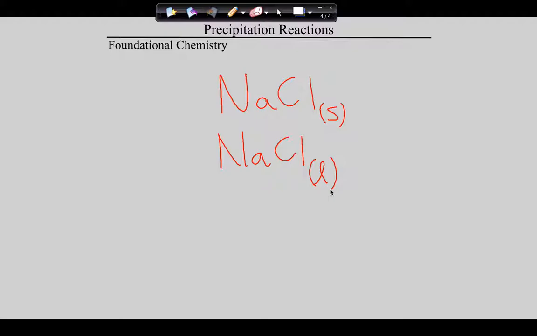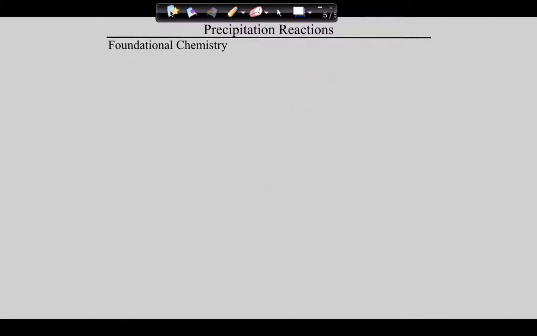Now, this is the salt in your shaker. This you've never seen. This is salt melted, right? Not yet. What is this? Salt water. Are you ready for a disturbing thought? This doesn't exist. There is no such thing as salt water.